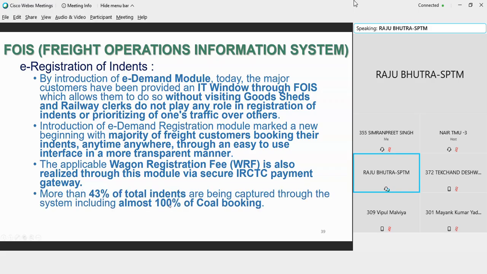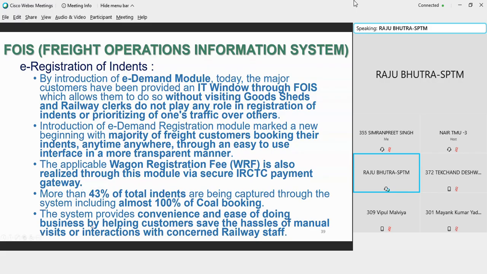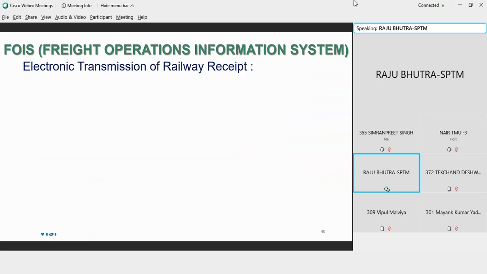More than 43% of the total indents are being captured through this system, and almost 100% of overbooking is being done using this system. This system provides convenience and ease of doing business by helping customers save the hassles of manual visits or interactions with concerned railway staff. So it is very convenient, and it leads to ease of doing business by helping customers with all the hassles of visiting the goods shed and interacting with the railway staff.